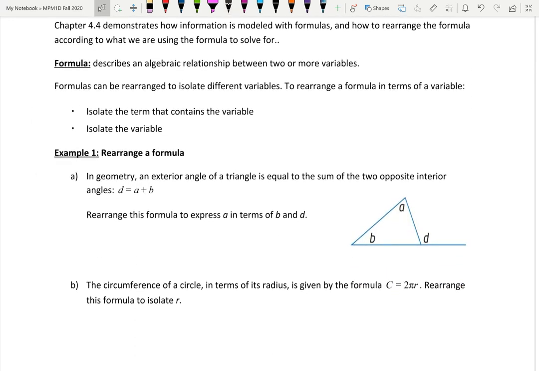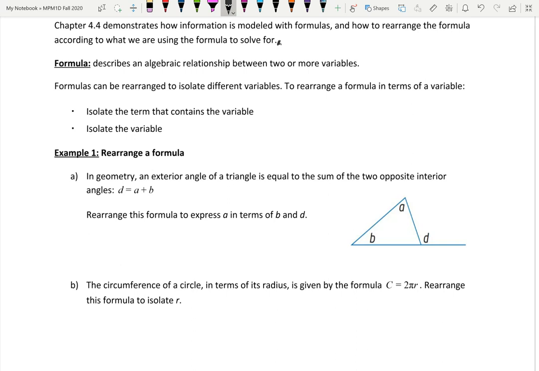So let's move on to 4.4, which demonstrates how information is modeled with formulas and how to rearrange the formula according to what we are using the formula to solve for. Describing an algebraic relationship between 2 or more variables is how we defined a formula. For example, the formula for area of a rectangle is length times width. So it describes the relationship between length and width to get area.